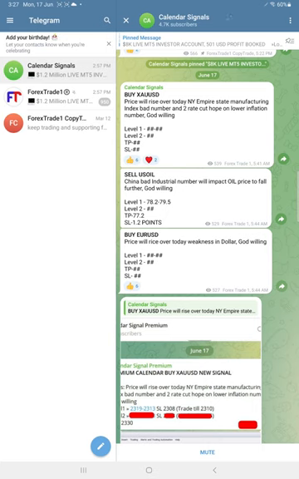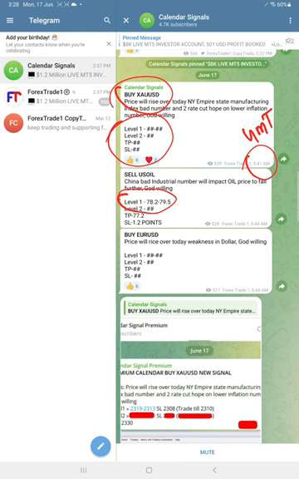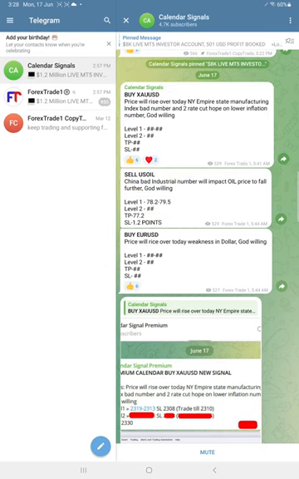As this is the free channel, we did not show the complete level 1, level 2, SLTP and all, but we gave the direction to our free followers that gold price will go up, and that's why we gave buy gold here. This signal was posted at 5:41 a.m. GMT, and here US oil, only the first level we showed for the free followers, and EURUSD, none of the levels shown, but we gave the direction here: oil price will go down, so sell oil, and EURUSD price will go up, and so buy EURUSD.